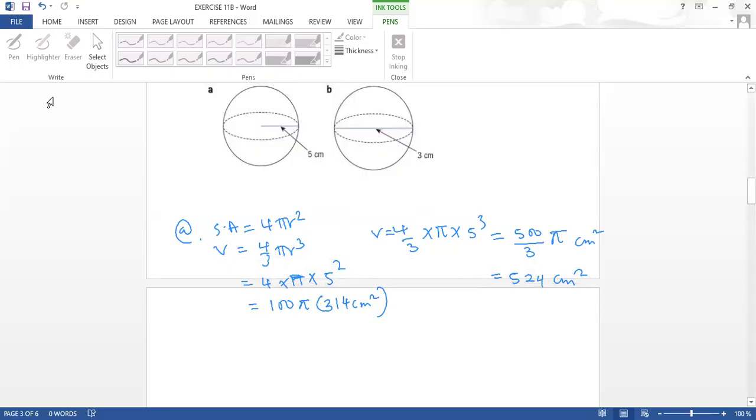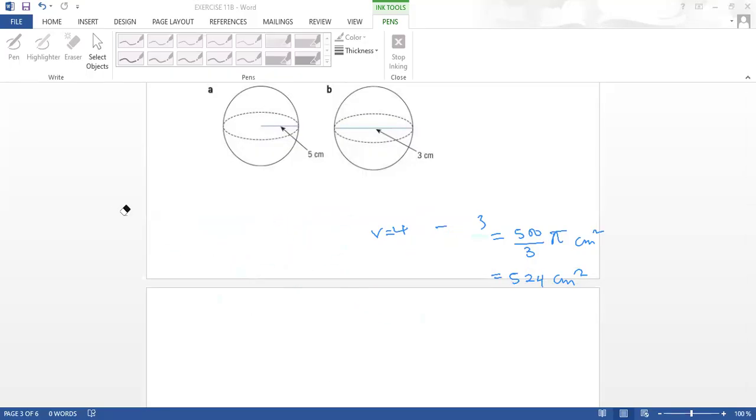Okay, so this one goes with my screen, so I'll delete and do number 2B, sorry. So 2B requires you to do the same. So part B, surface area is given by 4 times pi times r squared. This is 9 times 4 is 36.